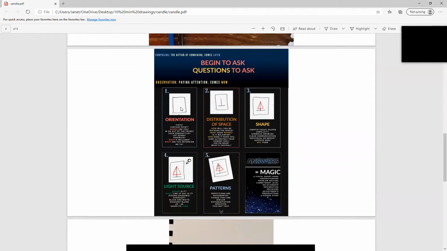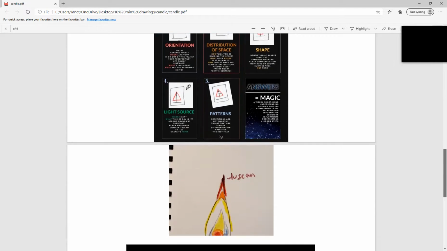So the orientation, it's going to be upright, and the division of space, the distribution is going to be symmetrical because a flame is symmetrical. So then I'm thinking about shape, just basic shapes, not form yet. So I'm thinking inverted or like a teardrop shape, right? Light source and patterns. Those are the things that I go to regardless of what I'm drawing.